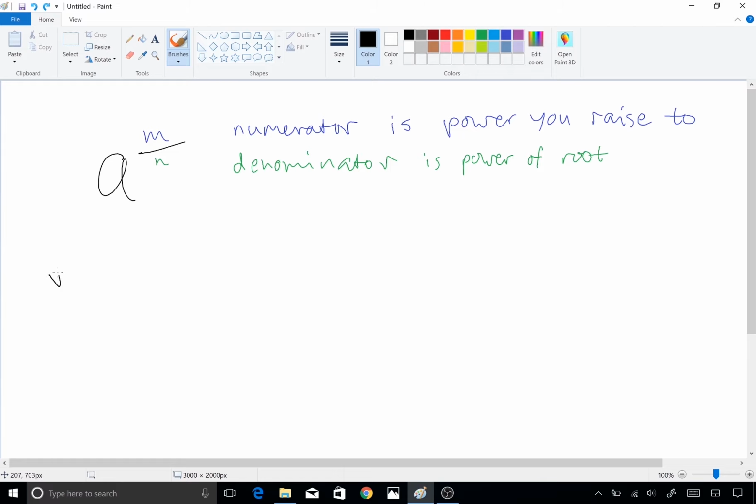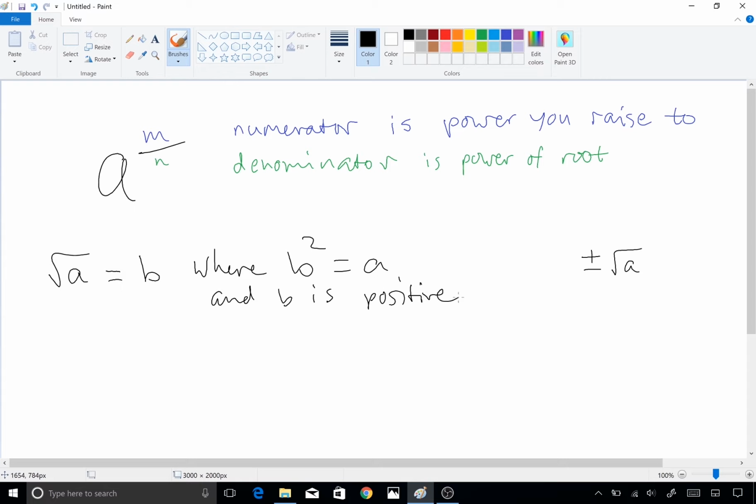You've probably seen this notation before, square root a. This refers to the positive square root of a. So if we wanted both square roots, we would write plus or minus square root a. Square root a equals b, where b squared equals a, and b is positive. So square root of 49 equals 7. Square root of 16 equals 4, etc.